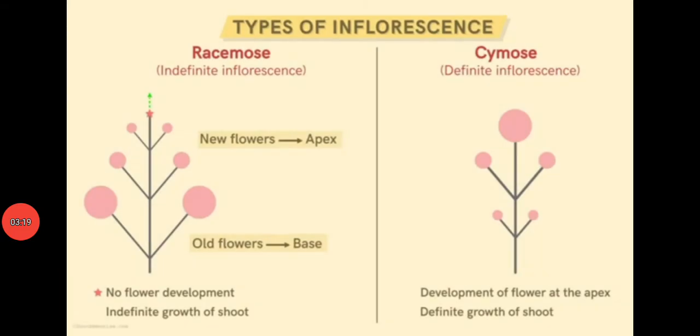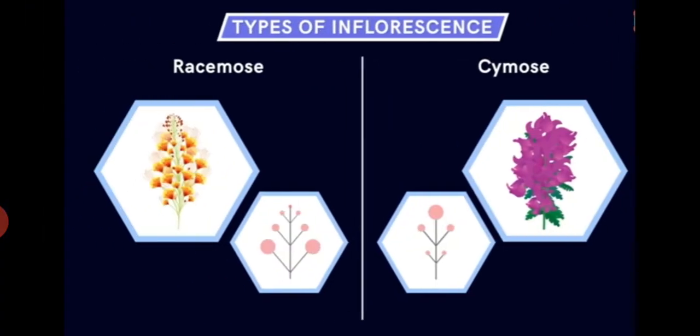Next, coming to cymose inflorescence. In this type, the growth of the main axis is checked by the development of a flower at its tip. The picture on the screen, the right side picture, shows cymose inflorescence. The growth of the lateral axis is also checked by formation of a flower at its end. The oldest flower is terminal and the younger flowers grow laterally. This order of development of flowers is called basipetal order.